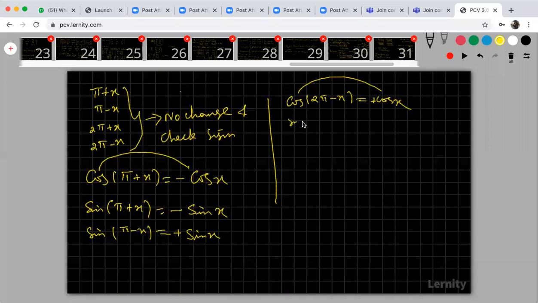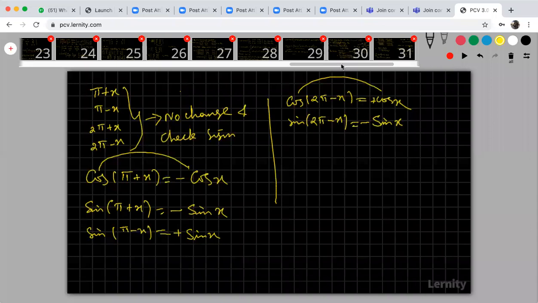Okay, suppose sine of 2 pi minus x. What about sine of 2 pi minus x? 2 pi means don't change that. Sine of 2 pi minus x is sine x, but you have to check the plus or minus. This belongs to the fourth quadrant. The value of sine of a fourth quadrant angle is always minus, because in the fourth quadrant only cosecant and secant are plus. Please try to understand.